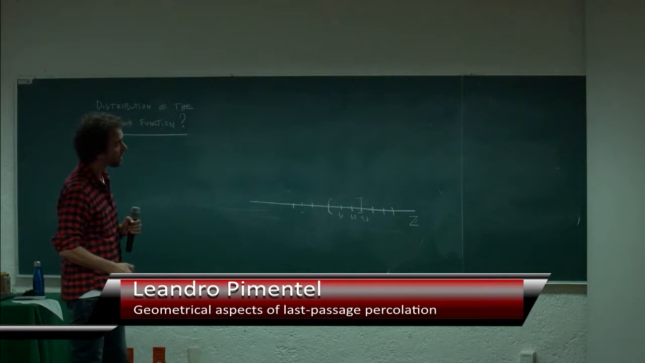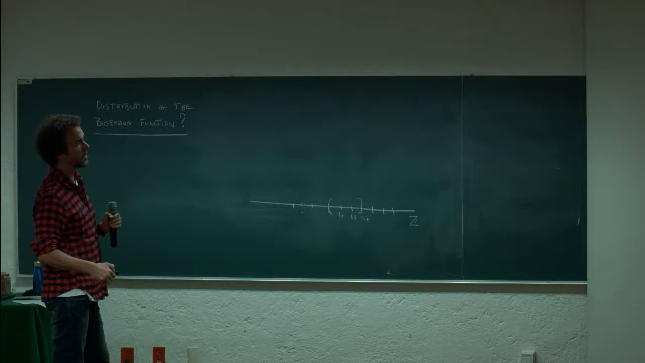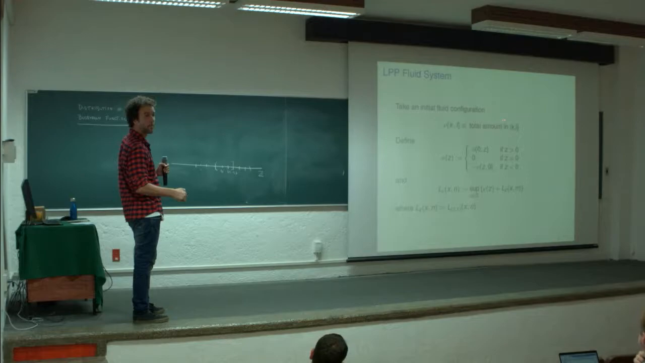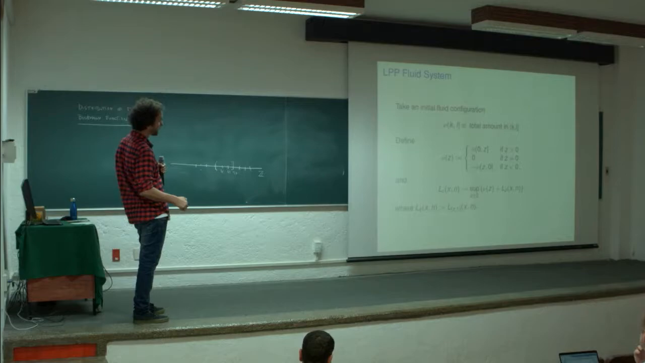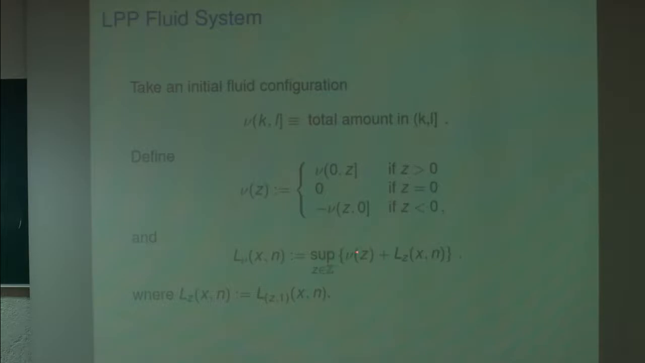And then I will define just this function, which is this increasing function, which is related to the measure that you saw. And the evolution will relate to last passage percolation times. That's why we call this the last passage fluid system. And this is given by this function out here, which is the supremum over what you can take from the initial measure, plus the last passage from z to xn.